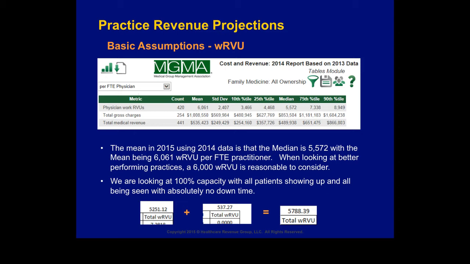I'm looking at a per FTE physician, because remember on the first slide I said we're going to do one nurse practitioner, 1.0. We're going to see patients 40 hours a week, clinical care, no teaching, no academic. It's all patient care, minus your lunch. So my physician work RVUs should equal about 5,572, or my mean 6,000. If I want to be in the 75th percentile, it should be 7,000.